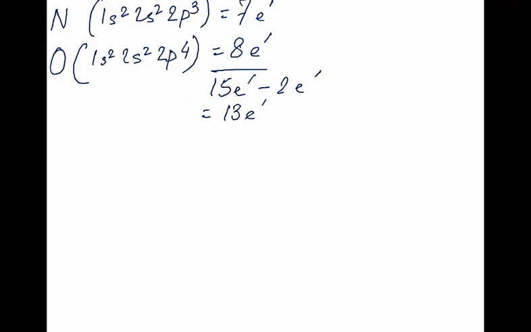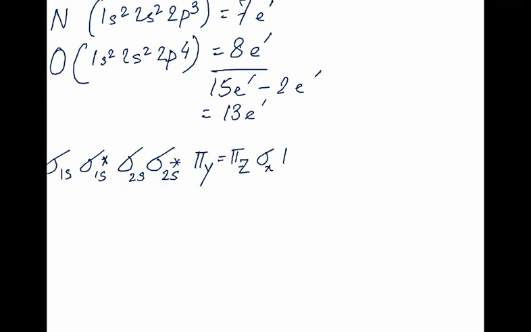Now, if I write the MO configuration, it will be like this: sigma 1s, then sigma 1s star, then we have sigma 2s, then sigma 2s star, then we have pi y is equal to pi z, then we have sigma x, then we have pi star y is equal to pi star z, and lastly we have sigma star x. So this is the order of the relative energies in case of a heteronuclear diatomic molecule.